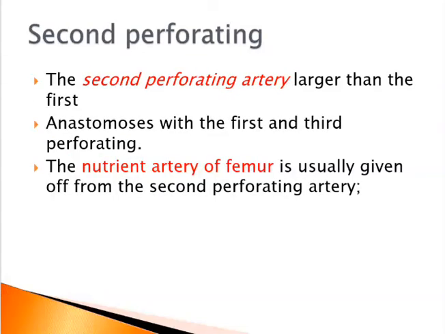Then we go to the second perforating artery. The second perforating artery is larger than the first. As it is between the first and the third, it anastomoses with both the first and the third perforating arteries. And it gives the nutrient artery of the femur. So the nutrient artery is normally given by the second perforating artery.